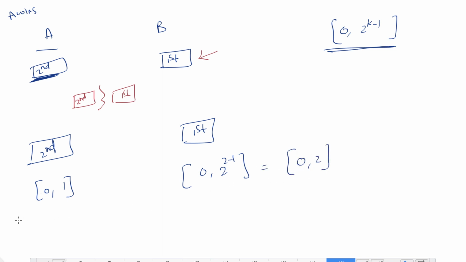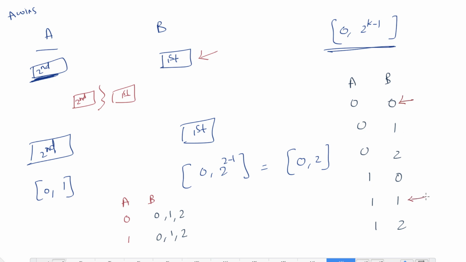So A will either wait for 0 amount of time or 1 amount of time, and B will wait for 0, 1 or 2 amount of time, right? So there are different possibilities. Let me write it: it may wait for 0,0; 0,1; 0,2; similarly 1,0; 1,1; 1,2, right? There are different possibilities, which means here there will be a collision because both are sending immediately again. Here there will be a collision, here there will be a collision.